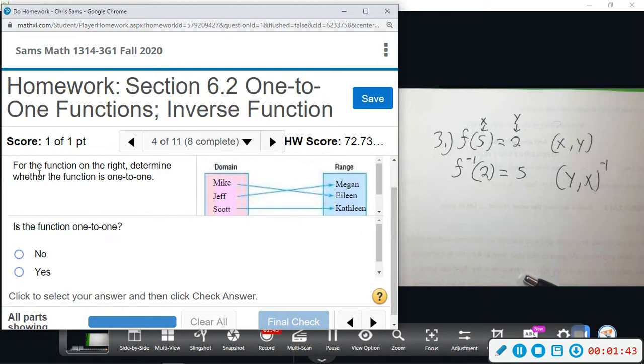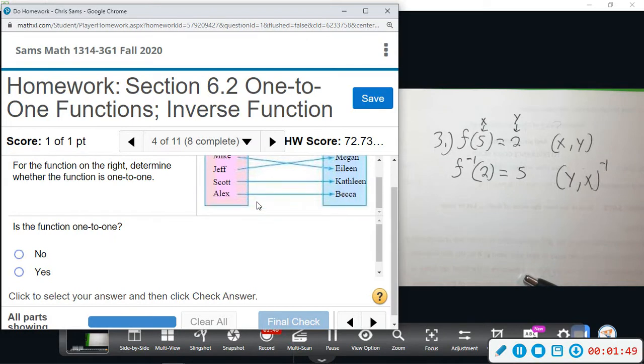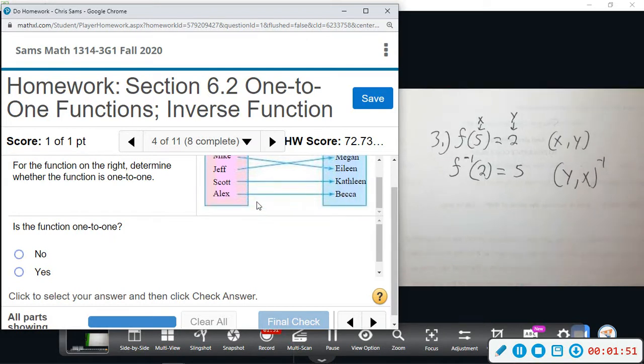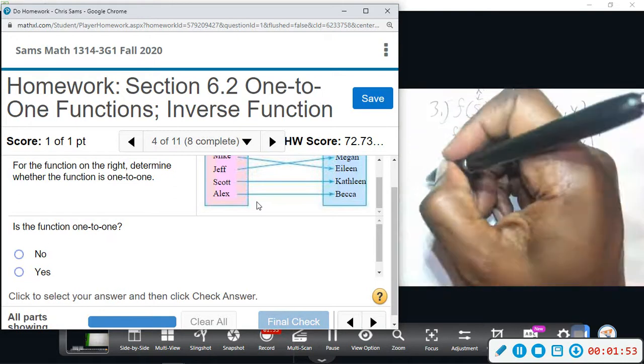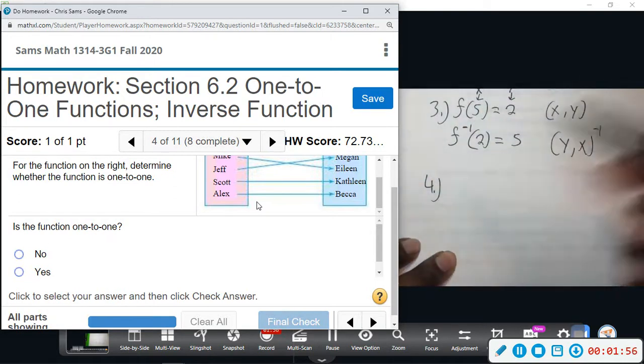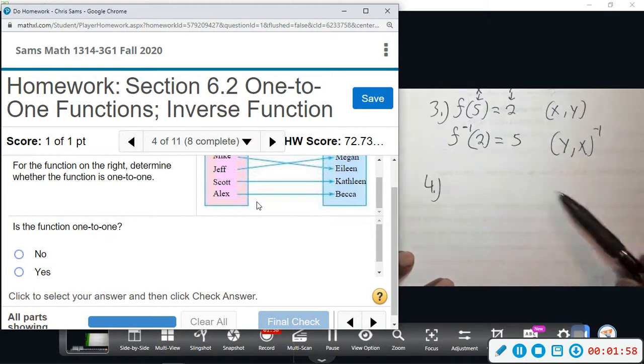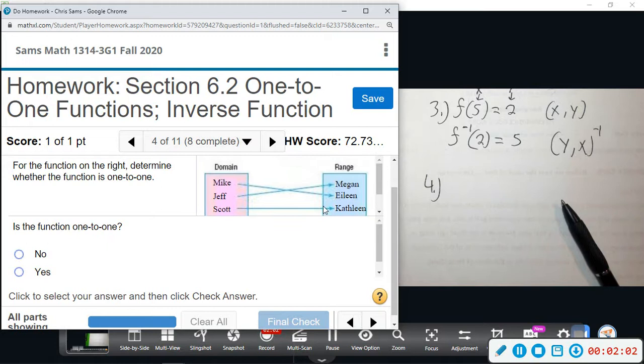So we want to determine, is this function one-to-one? One-to-one means each x gets paired with one y. So one-to-one, let's say this is a set of boys and then their girlfriends, so each guy is paired with one girlfriend. You can't have more than one.